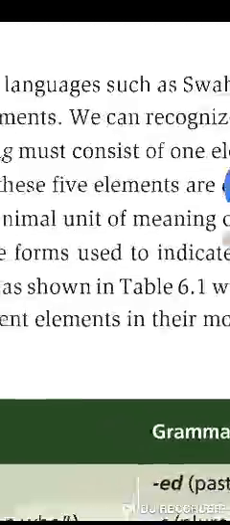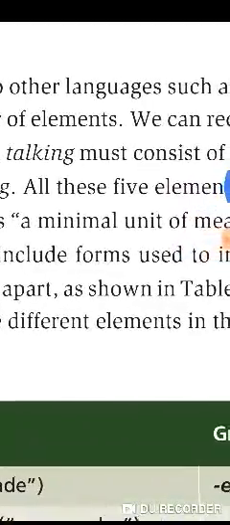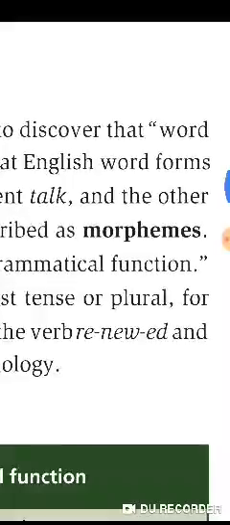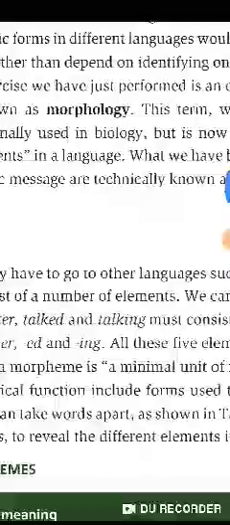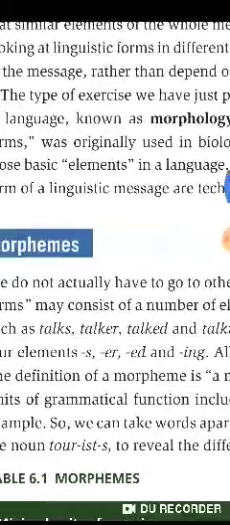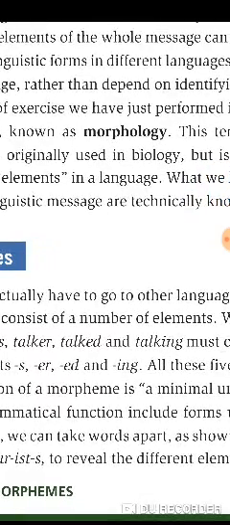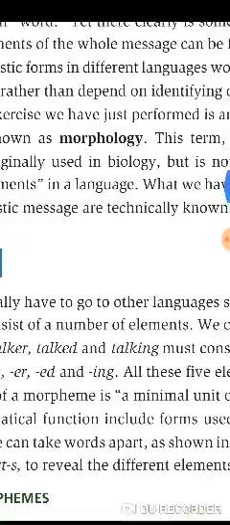What is a morpheme? The morpheme, in the next line, is a minimal unit of meaning or grammatical function. What does it mean? Back to the examples. The word talks has got two morphemes. Talk is 1, S is another. Again, talker, 2. Talked, 2. Talking has got 2. Talk is 1, ing is another. ER is 1, talk is another. ED is 1, and the word talk is another. So we call them morphemes.